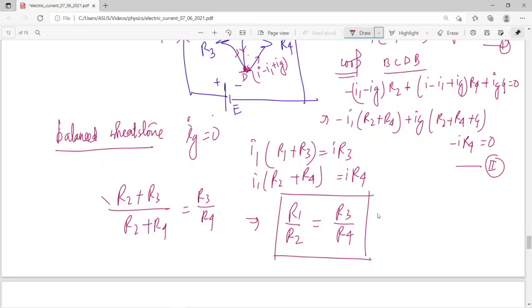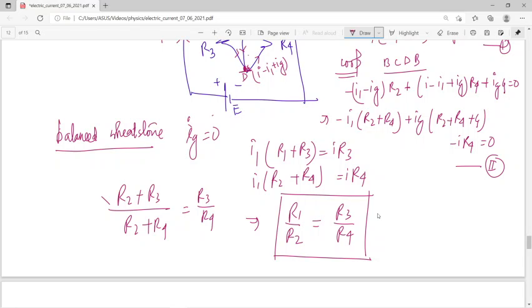And when the balanced Wheatstone bridge network occurs, that means the current is 0, so you should not take that resistance into account. There are lots of problems that can be solved by Wheatstone bridge. If you do it the normal way, then you will face a problem, but if you apply the balanced Wheatstone bridge network, then you will see the problem is solved more easily.